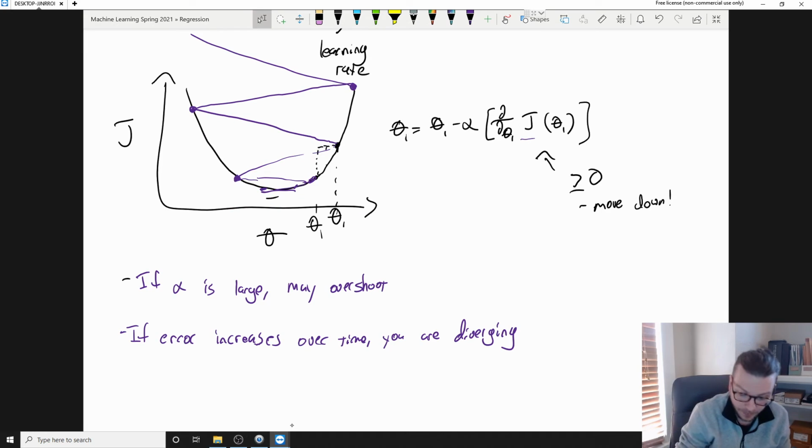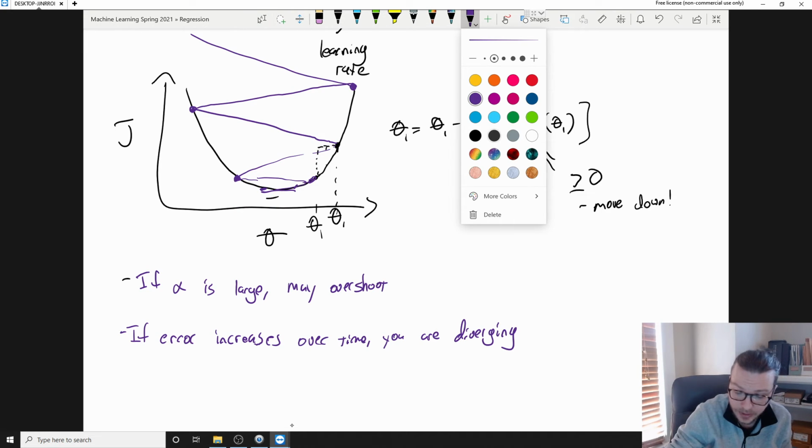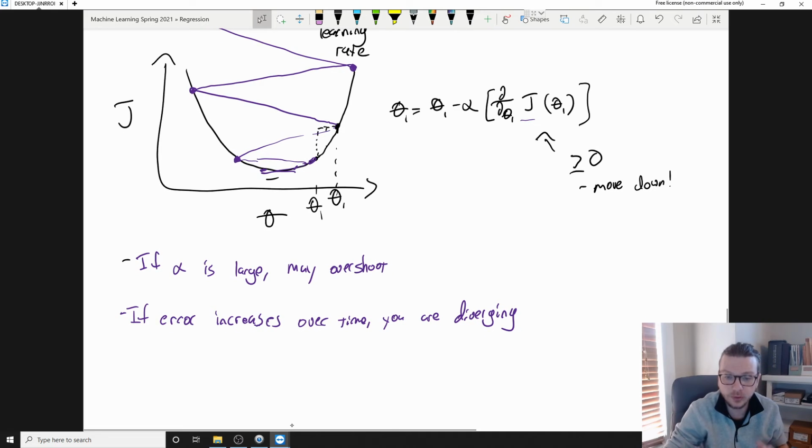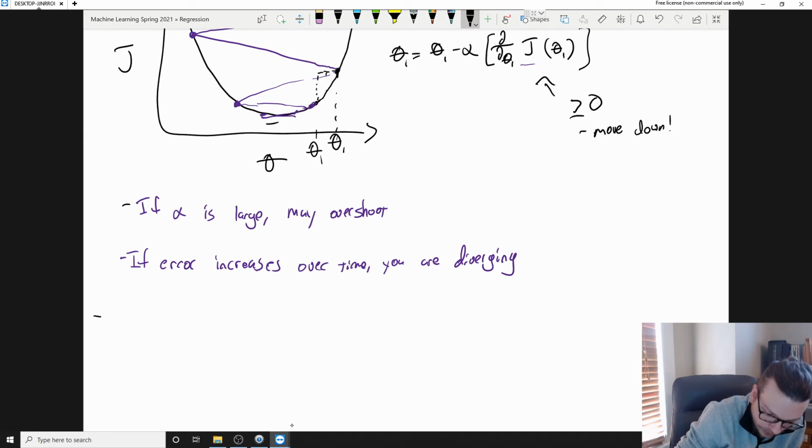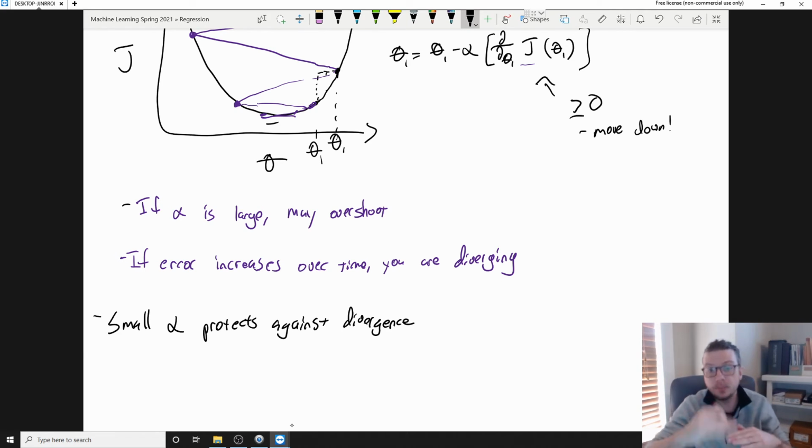It's divergence. That's why typically we try to use very, very small alpha values. So a small learning rate protects against divergence, because if you take small steps, the chances that you accidentally overshoot your target to your detriment is diminished. So, yeah, there you go.